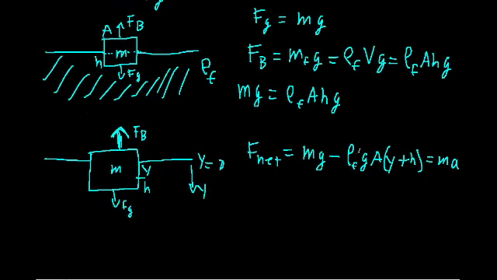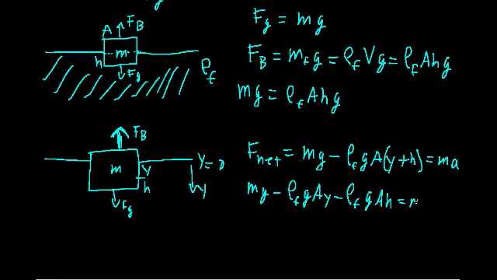Now we can distribute out this rho g A term, so we get mg minus rho F g A y minus rho F g A h is equal to m, and let's rewrite our acceleration in terms of displacement, the second derivative of y with respect to time.